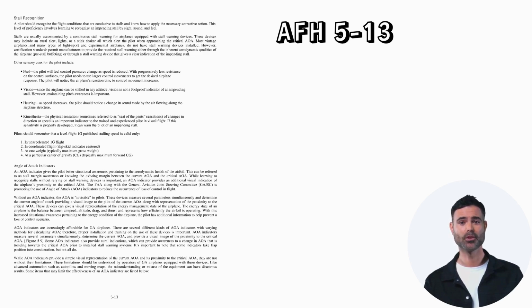Hearing. As speed decreases, the pilot should notice a change in sound made by the air flowing along the airplane structure. Kinesthesia. The physical sensation sometimes referred to as seat of the pants. Sensations of changes in direction or speed is an important indicator to the trained and experienced pilot in visual flight. If this sensitivity is properly developed, it can warn the pilot of an impending stall.